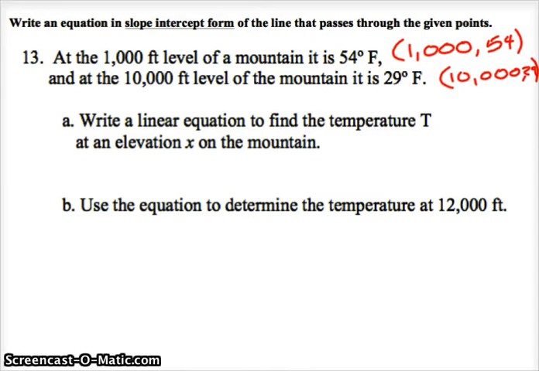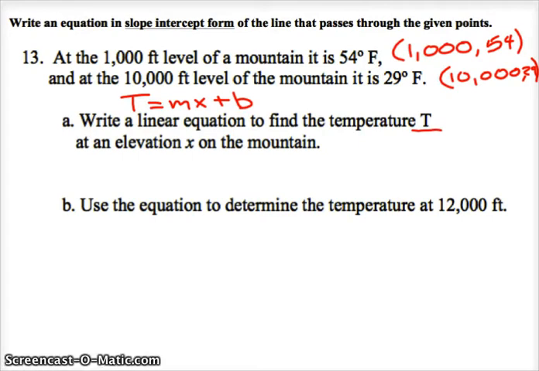So write a linear equation to find the temperature T and elevation X on the mountain. So all we're doing here is we're going to replace our Y with T. So instead of Y equals mx plus b, we're going to have T is equal to mx plus b, where x is our elevation. So we're going to need two things. First we need our slope, then we need to find our y-intercept. We're given 2 points, so we can find our slope based on those points.